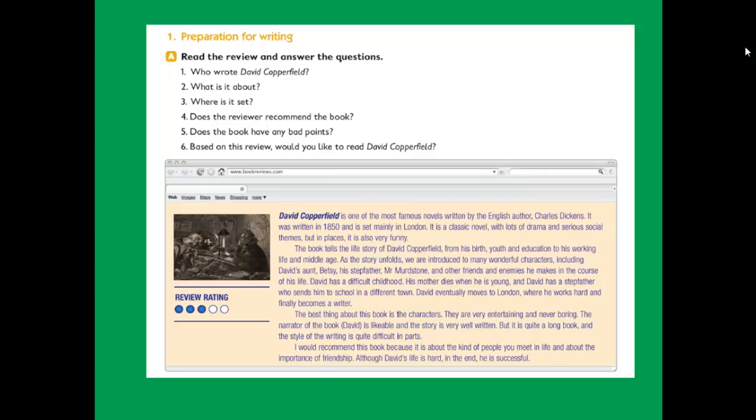Now let's read the review. Then we can answer the questions. We can give our answers to these questions after reading the review.